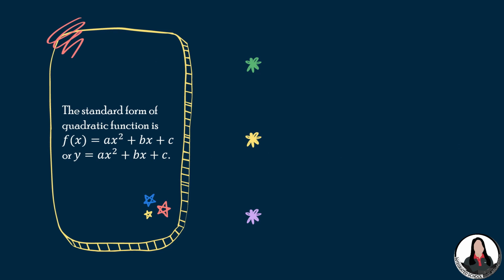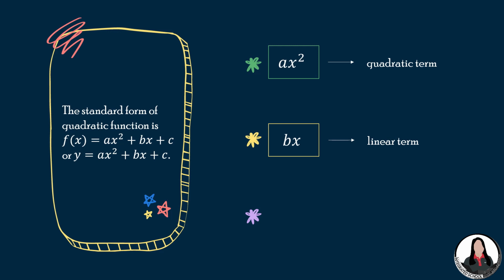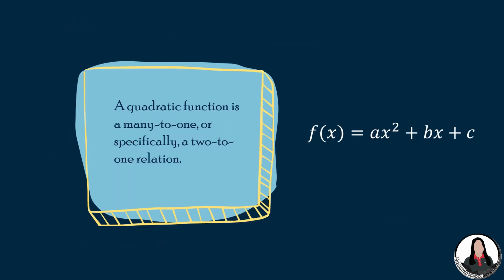A standard form of a quadratic function is written as f of x equals ax squared plus bx plus c, or y equals ax squared plus bx plus c. f of x is equivalent to y. The quadratic function in standard form has three basic parts: the ax squared, or the quadratic term, the bx, which is the linear term, and c, which is the constant term. A quadratic function is a many-to-one, or specifically a 2-to-1, relation.